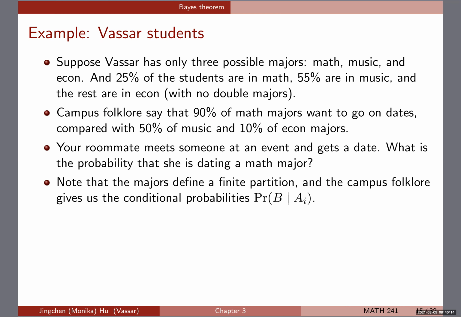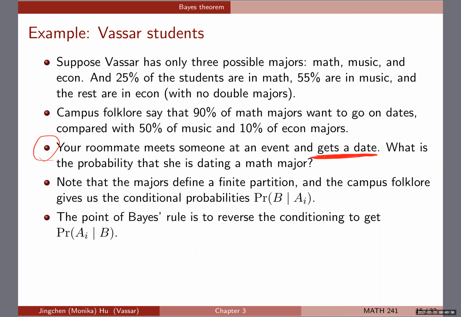So if we now go back to the question itself: your roommate meets someone at an event and gets a date. So this is, gets a date already, that's being conditioned. What is the probability that she's dating a math major? If I phrase it as a probability statement, we know that the Bayes rule is able to help us find the reverse conditional probability, to get A_i given B. Specifically, if we define A1 to be math major, we might be answering the question of the probability of A1 given B.